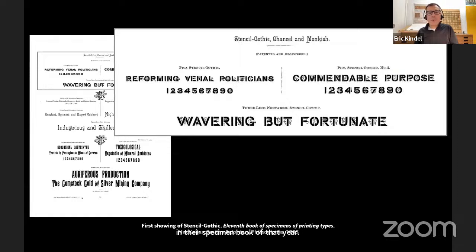And here it is in a little bit more detail. I noticed that the showing included a note that the typeface was patented and registered, and so I turned to US Patent Office records to see if I could track it down. And after quite a bit of searching, I did finally locate it amongst the design patents.